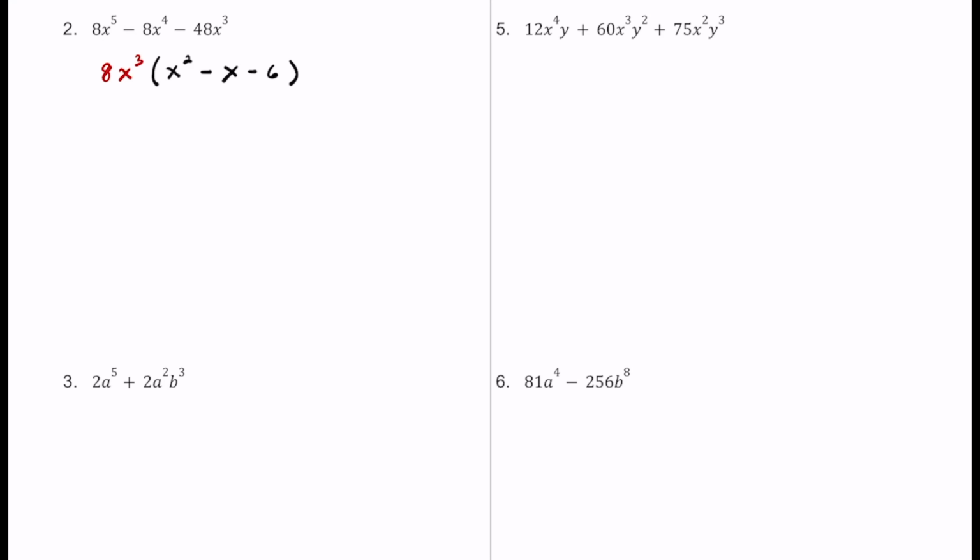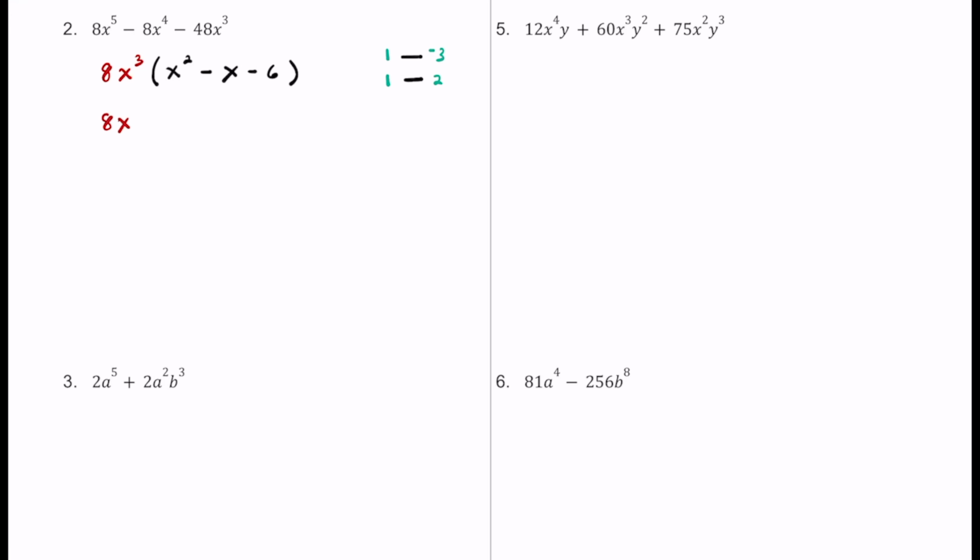Okay, so out in front, this 8x cubed is done. That's a monomial, but this is a trinomial, and we're going to see if we can factor it. So the leading coefficient here is going to be a 1 in front of the x squared, so we know it's going to be 1 and 1 for the factors. And then for negative 6, I'm going to use negative 3 and positive 2, just because 3 times 2 is 6, and so this would be negative 3 and positive 2 if we multiplied them together. And so I think that's going to give us what we're looking for.